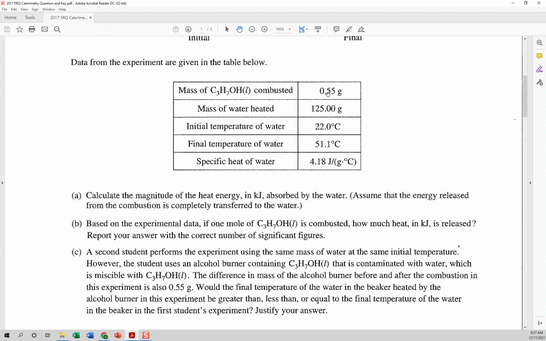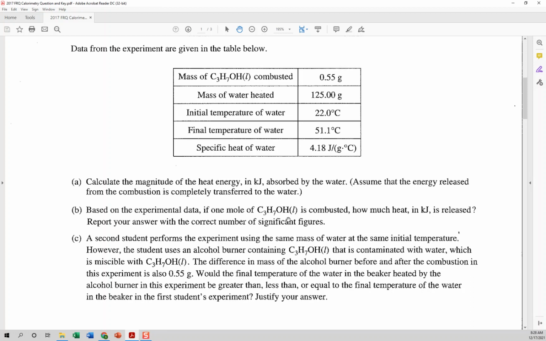But notice that the mass we were given for propanol only has 2 significant figures. So when we calculate moles of propanol by taking the mass of the propanol and dividing by the molar mass of propanol, that means our moles are only going to have 2 sig digs. Our answer for part A has 3 sig digs, but we're going to divide it by moles, which can only have 2 sig digs based on that measurement there. So our final answer in part B should only have 2 sig figs. Okay?